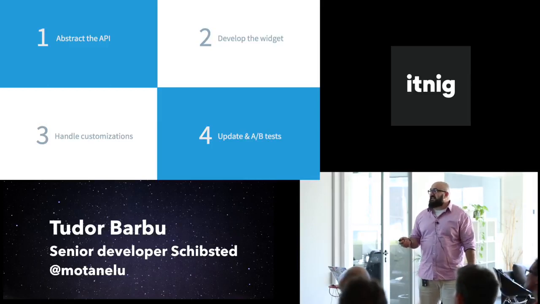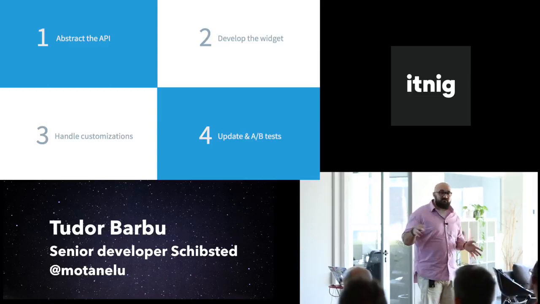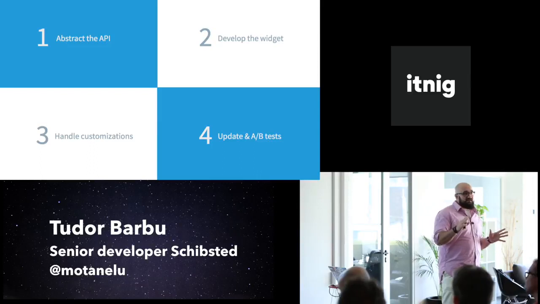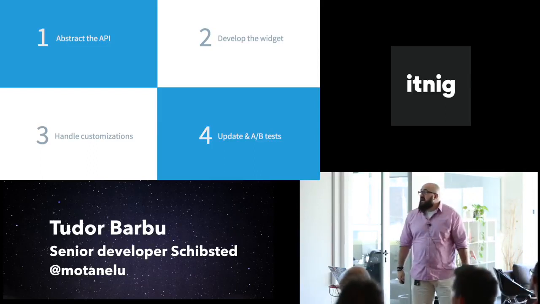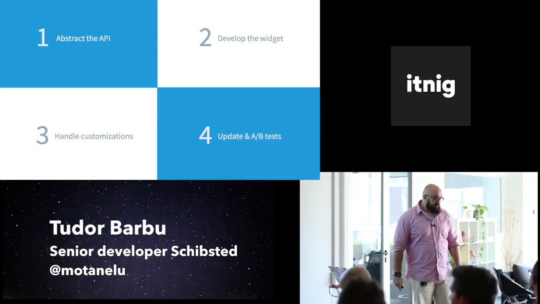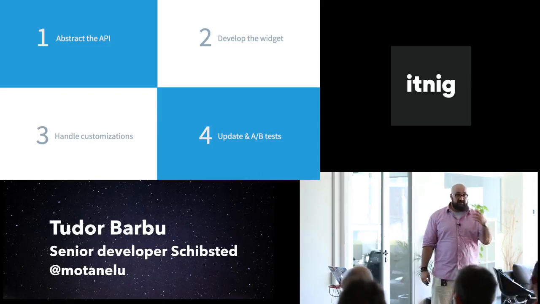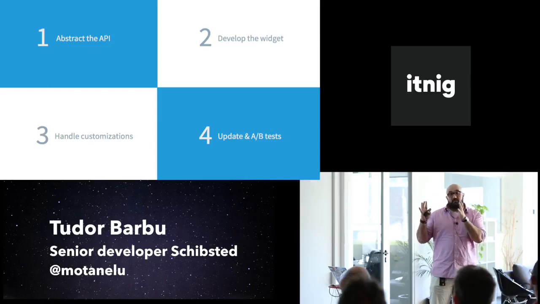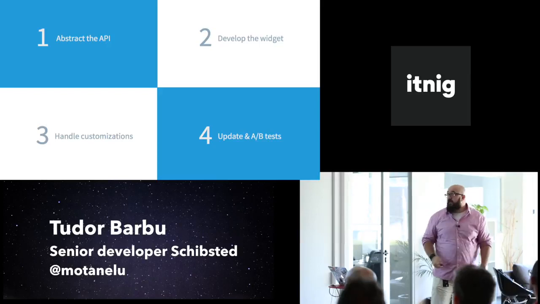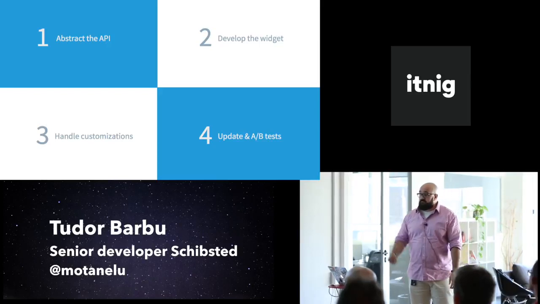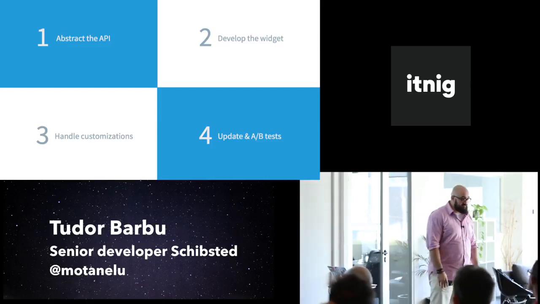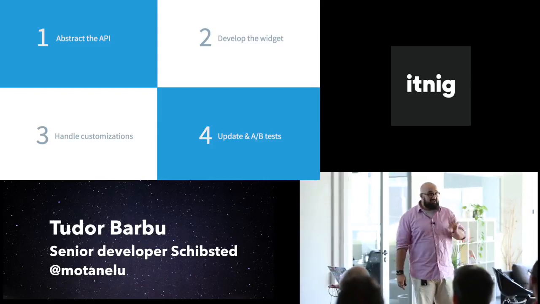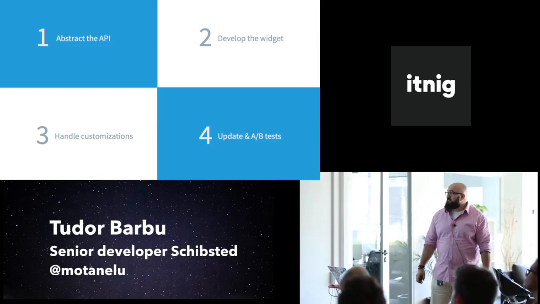So first, I started by dividing the problems into smaller problems, not necessarily easier problems, just smaller, less scary problems. And first was abstracting the API. I wanted to separate the widget, the UI, from the API assets. Then I needed to develop the widget, handle the customization, and handle the updates and A/B tests. And I kind of did that, which I'm very proud of.